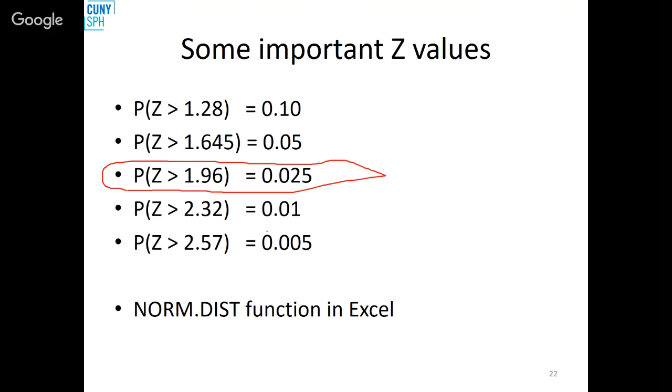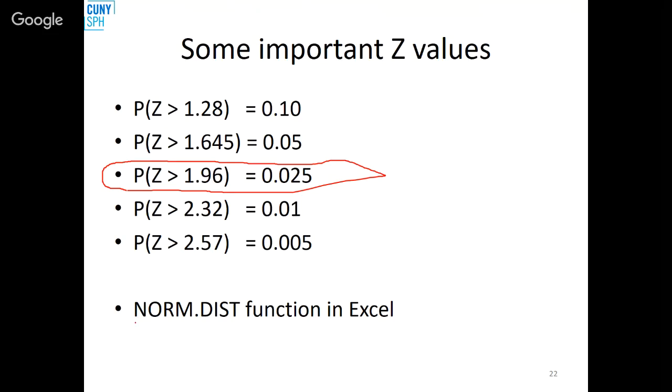Well, if the probability of z being greater than 1.96 is 0.025, that's just one tail, then the probability of both tails, so z greater than 1.96 or less than negative 1.96, is 0.05. And people like probabilities of 0.05 in statistics. And they also like probabilities of 95%. We'll be working with those particular values a lot. But that's why this is an important z value, 1.96.